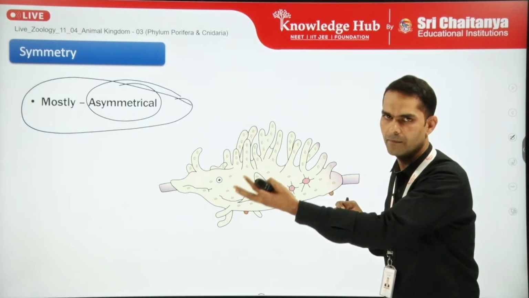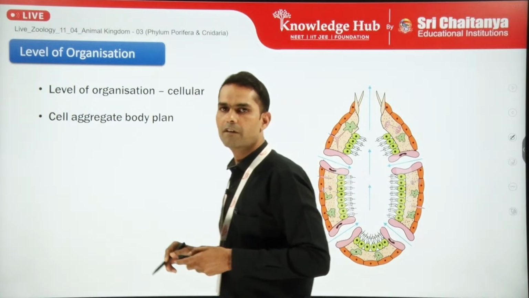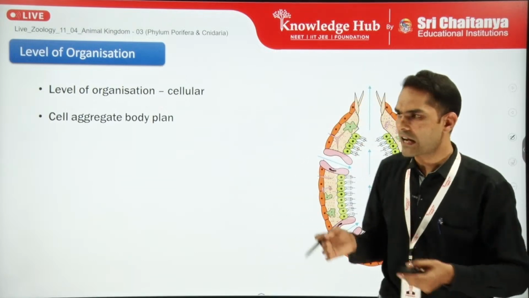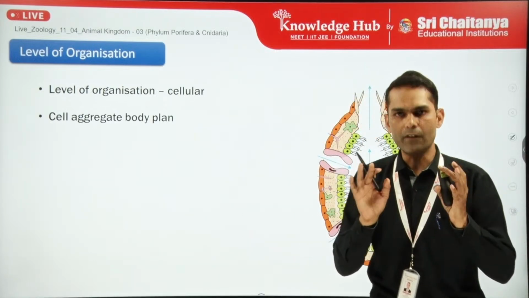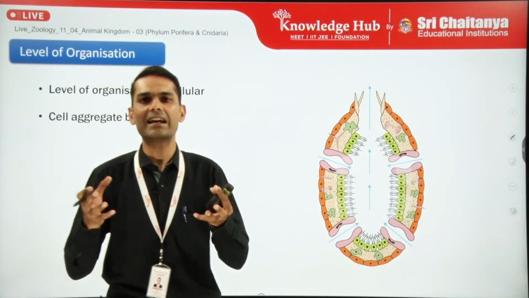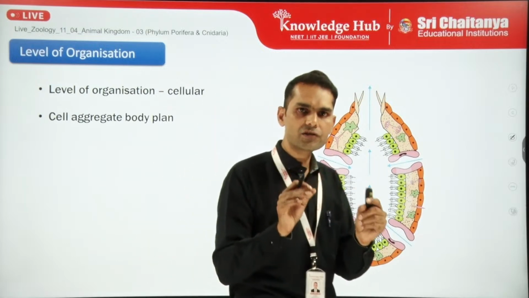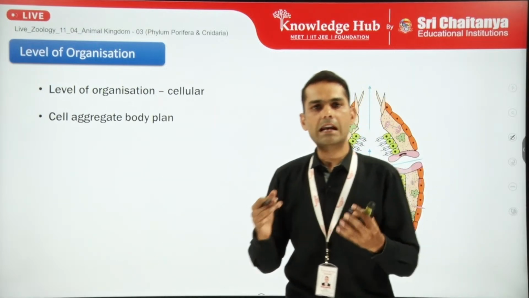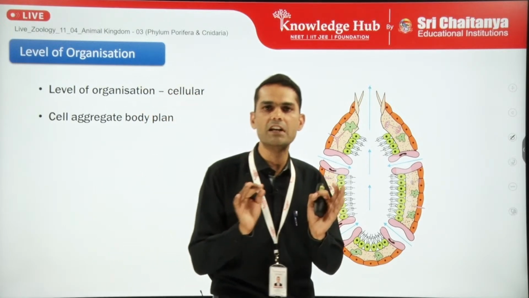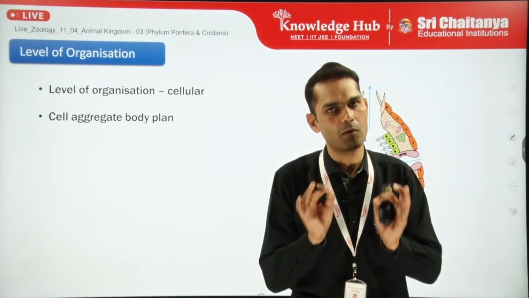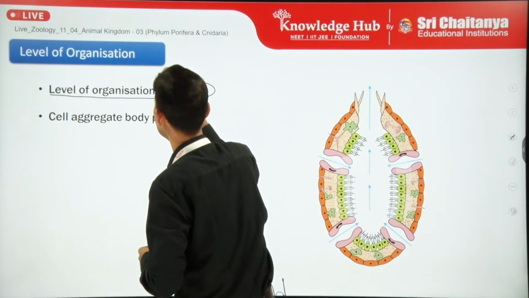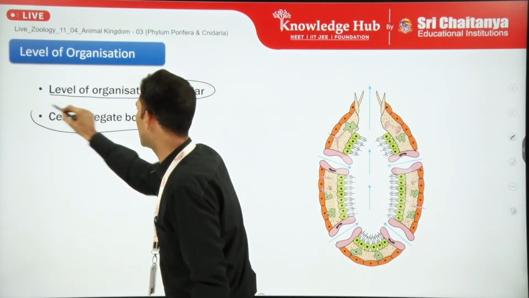Fine. So moving further to the level of organization, we have mentioned multiple times that these have a cellular level of organization. The cellular level of organization is a loosely aggregated group of cells in which each cell behaves more or less in an independent manner, but they have some sort of coordination and some sort of division of labor among themselves. Fine. So here we can see, level of organization: cellular level, and cell aggregate body plan.